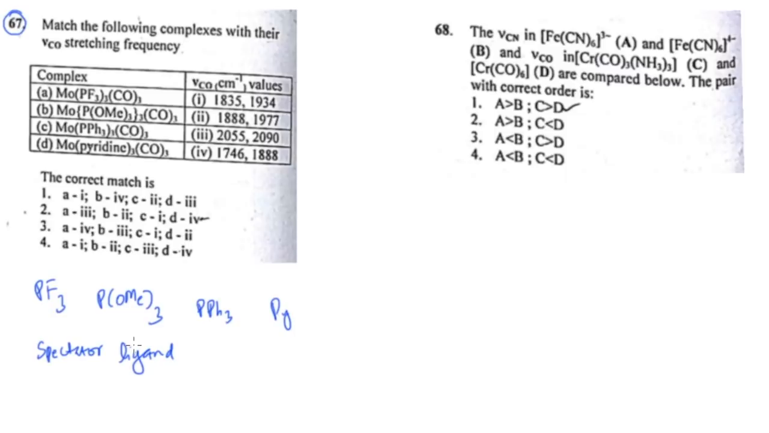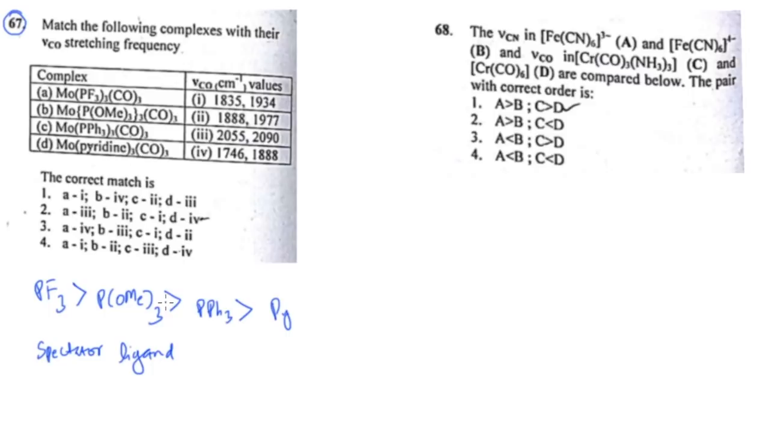Now how will that affect the carbonyl frequency? Due to the pi acceptor tendency of these ligands, you just have to look at the pi acceptor tendency, and based upon that you can easily tell what the carbonyl frequency will be. The pi acceptor tendency follows this particular order: PF3 is highest, then POMe3, then PPh3, and then pyridine. So this is the order for the pi acceptor ability of these spectator ligands.